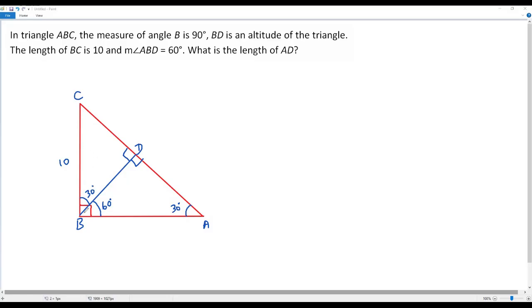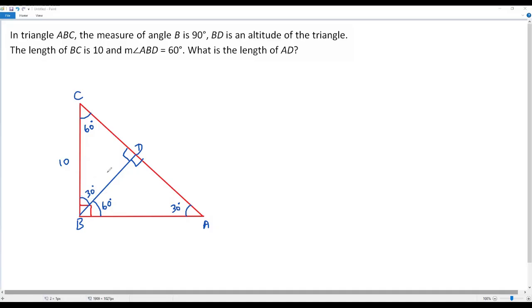Now let's consider the right triangle BCD over here. In this one, this interior angle is 90 degrees. This one is 30 degrees. Then the measure of this interior angle has to be 60 degrees, so that the three interior angles will add up to 180 degrees. Okay, now let's consider the right triangle BCD. Actually, it is a special right triangle, a 30, 60, 90 special right triangle.